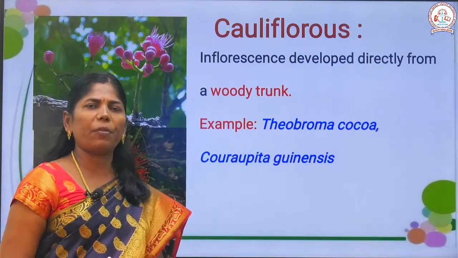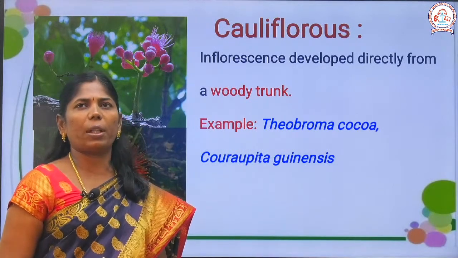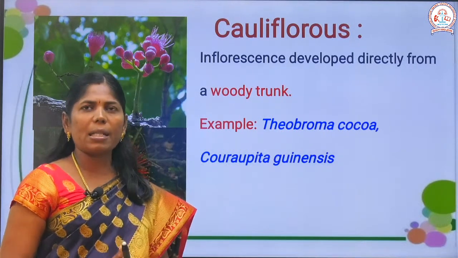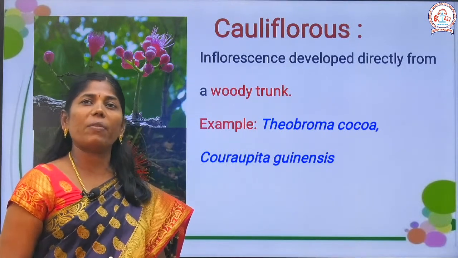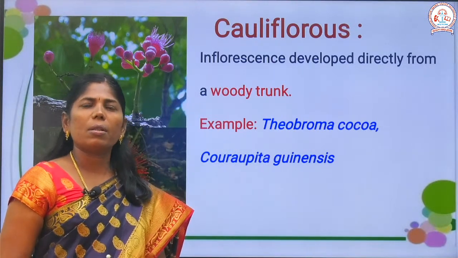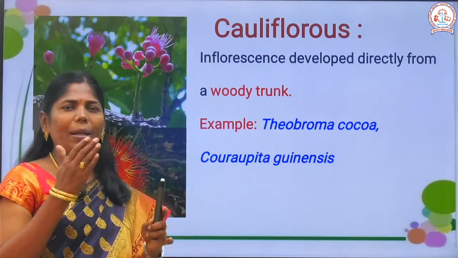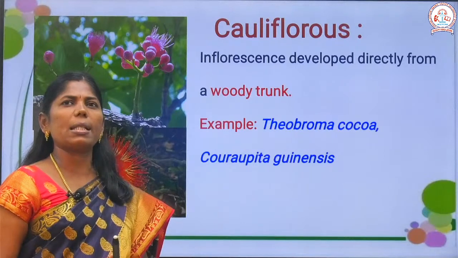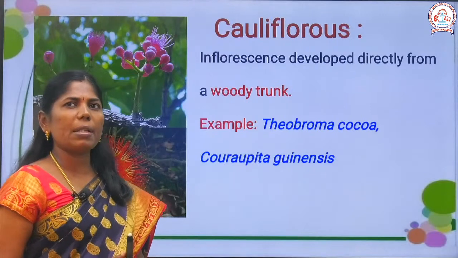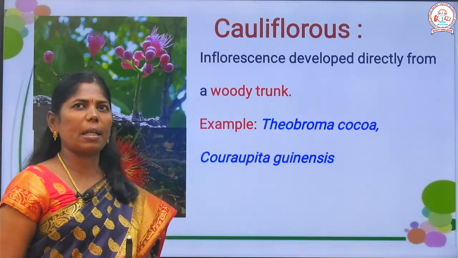We studied three types of flower. One is the terminal flower, another is the axillary flower, and the third is the cauliflorous flower. Terminal flowers are arranged from the apical region of the shoot system, and the axillary flower is arranged from the axillary region. Where is the axillary region? That is between the node and internode region. What about the cauliflorous flowers? They are arranged from the woody branches. When flowers arise from the main axis, especially the trunk, that is called cauliflorous. Examples are Theobroma cacao and Couroupita guianensis.